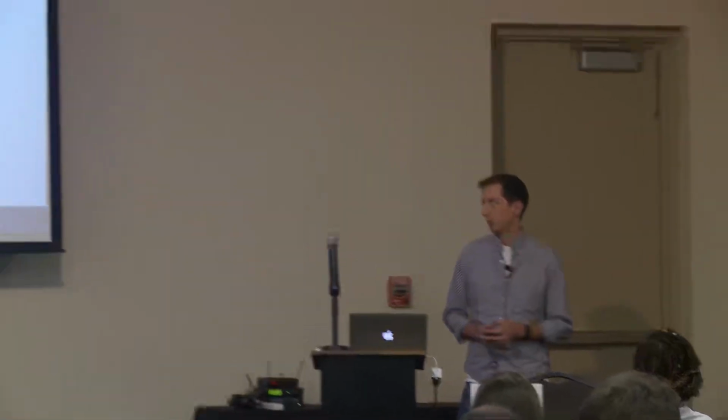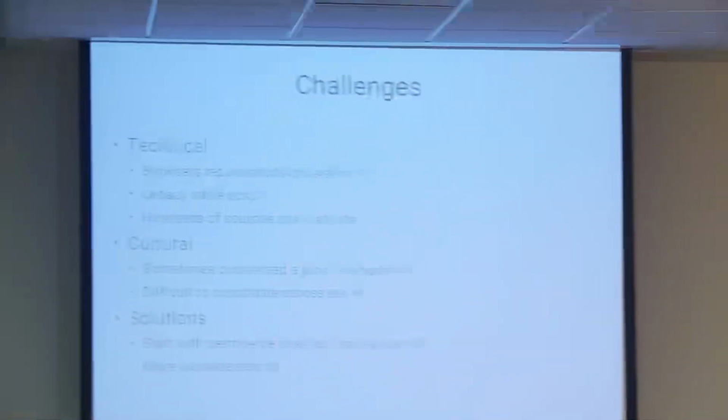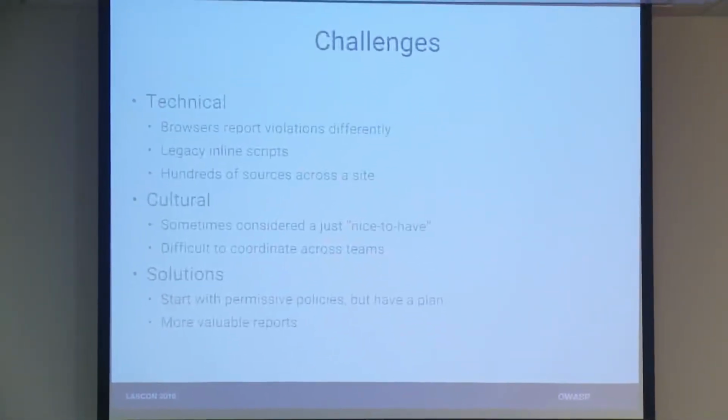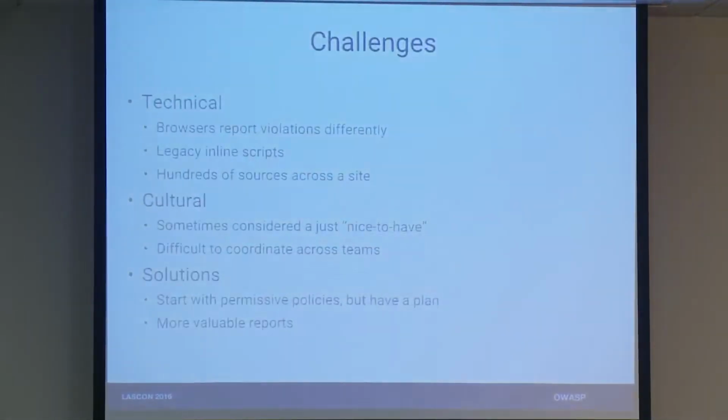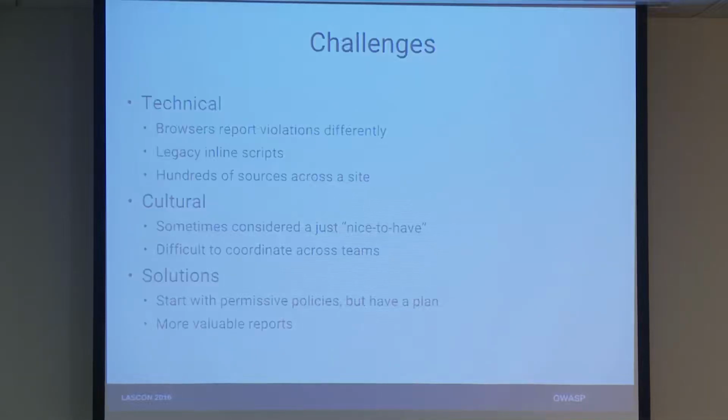And then there's the cultural stuff, which is when you go to tech ops and say, hey, we need to add this header, or the development teams, we need to add this header. How do we convince them that it's not just a nice to have? What other drivers can we have for this? It's also difficult to coordinate across teams. If we have somebody who we need to work with to consume the reports, somebody to tune the reports, and somebody who then needs to go update the policy, depending on the size of your organization, that may prove difficult as well.